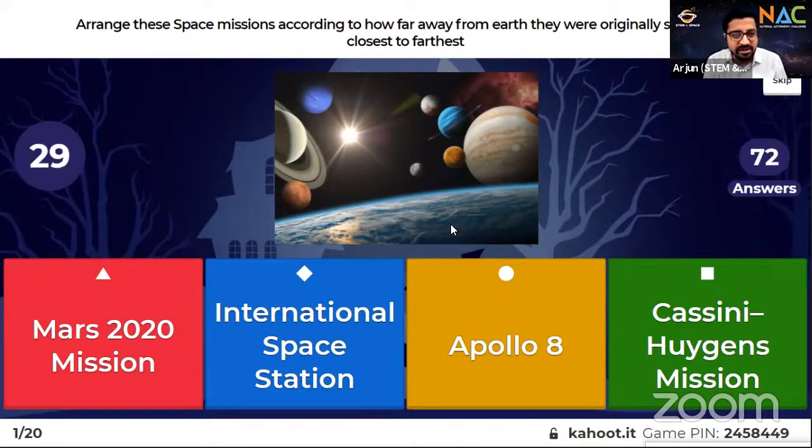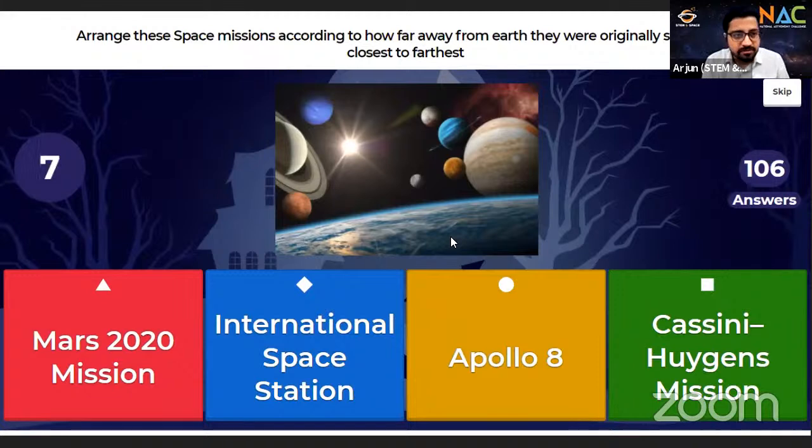So everyone, do it quickly. You have 30 more seconds once you arrange them in the correct order. The options are Mars 2020 mission, International Space Station, Apollo 8, and Cassini-Huygens mission. Let's see how many of you are able to give it correctly. Arrange them quickly and then press submit. Come on, do it fast, guys. The time is running out.